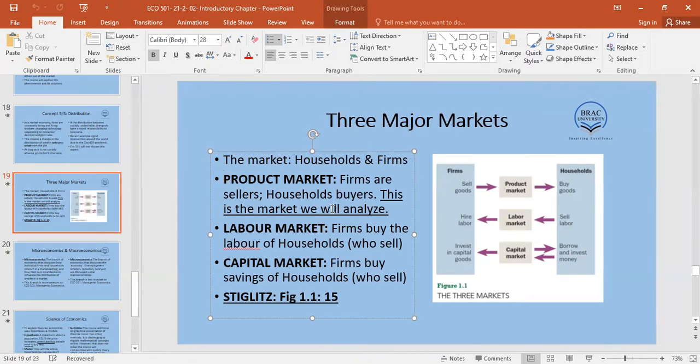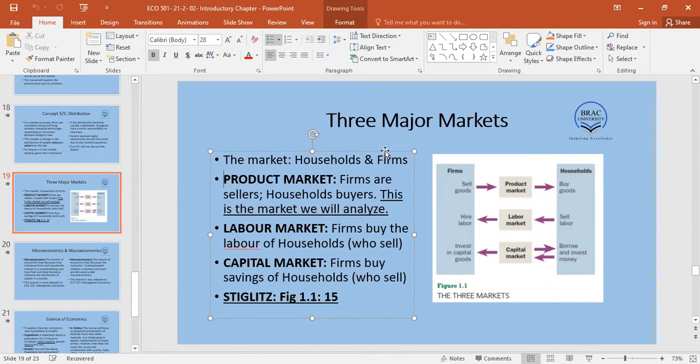The three markets that you see here, the table has been taken from Stiglitz, figure 1.5 on page 15. There's three types of markets. The top one, you see one flow. The good is moving from farms to the households. In the second one, you see the opposite flow. The good is moving from households to the farms. In the third one, you see a two-way flow. So these are the three types of markets. Now the question is which one we will be looking at.